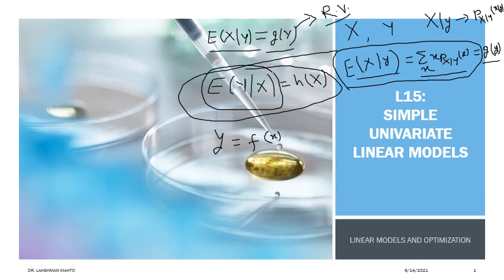Suppose x and y both are actually coming from normal distribution, then by default this conditional expectation will take the linear form. You can express it as alpha plus beta times x, linear, if x and y both are coming from normal distribution. That means joint distribution of x and y is a normal distribution. Then easily you will see that the conditional expectation of y given x would be alpha plus beta times x. It would be linear function of x.